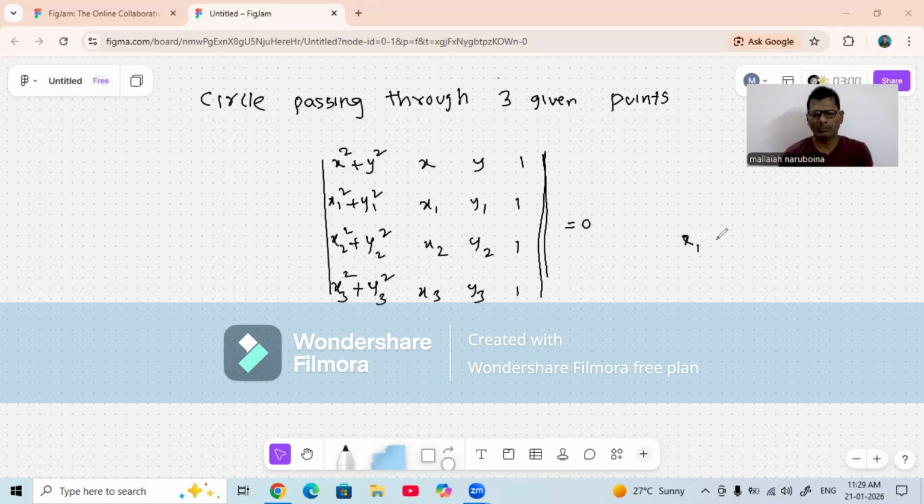One point say x1, y1, this is A, and x2, y2, another point C, x3, y3. When 3 points are given, using these values in this equation, you get the equation of the circle.